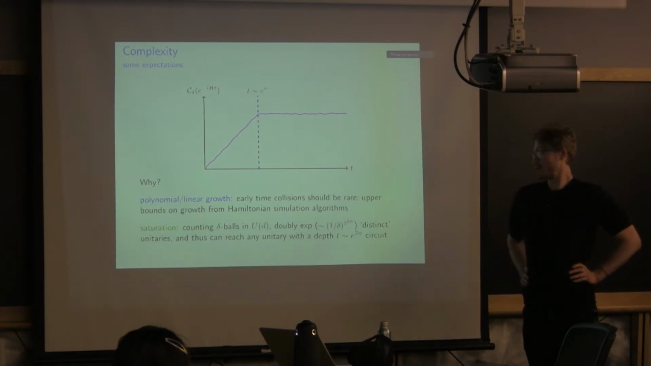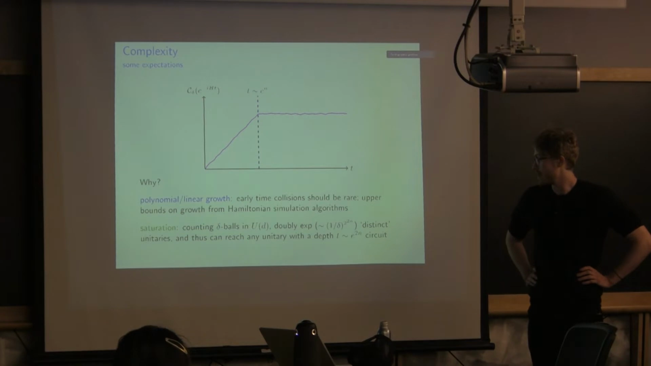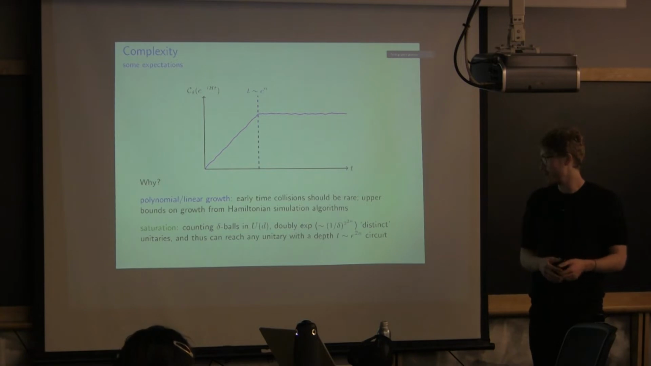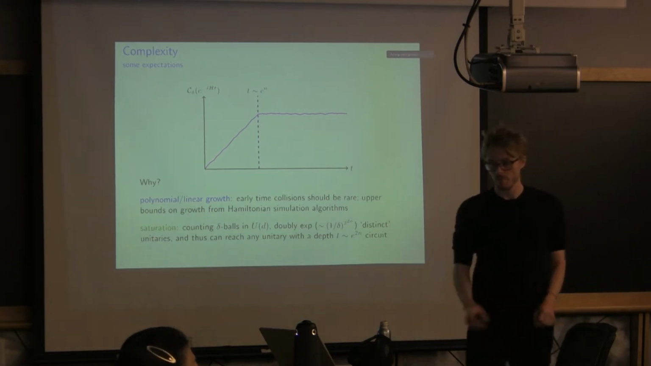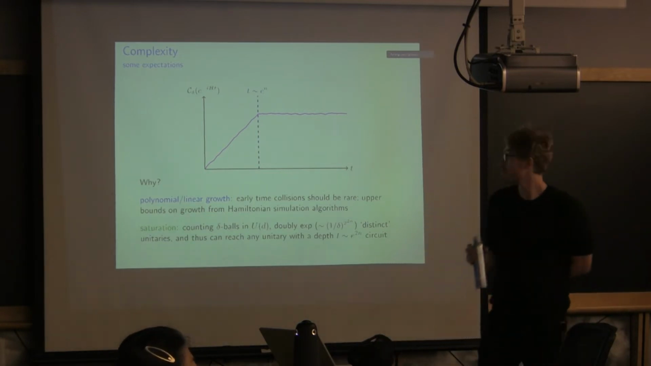And if you just proceed with the counting argument and count the number of exponentially deep circuits, you realize that the number of depth e to the n circuits is comparable to the volume of the unitary group. So you expect that collisions need to start dominating at exponential times as you fill up the unitary group.